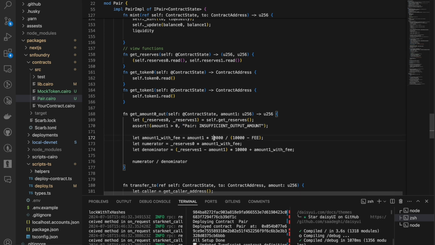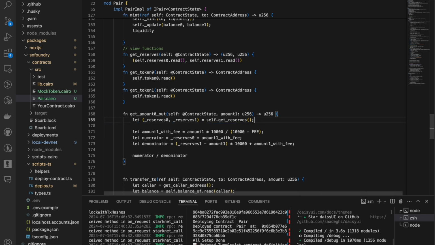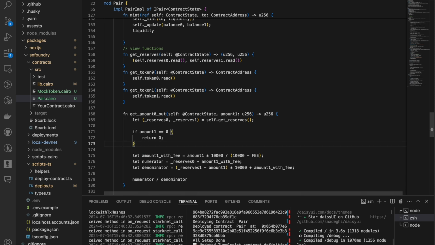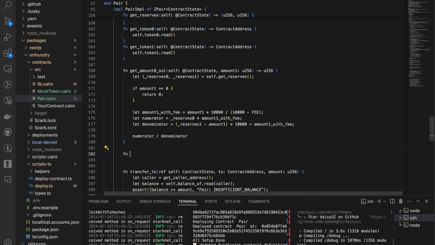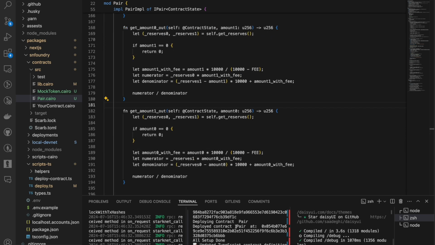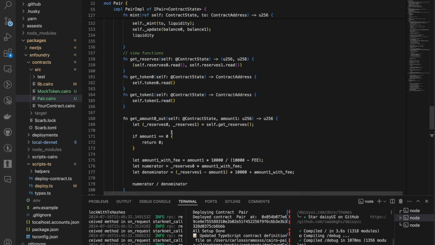So this should calculate the amount with fee. I'm gonna do here as an if instead. If just return 0, otherwise amount 1 with fee. Let's use the same function for the get amount 1 out, and let's deploy these two contracts.